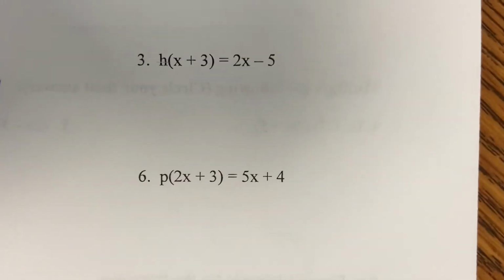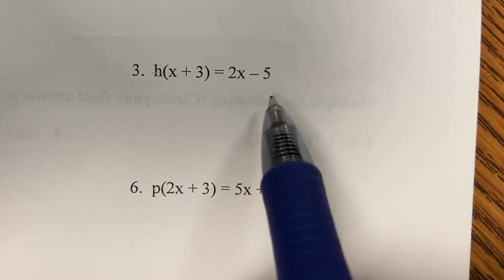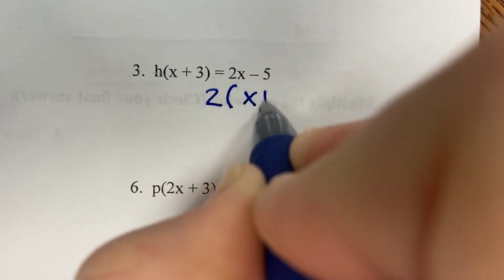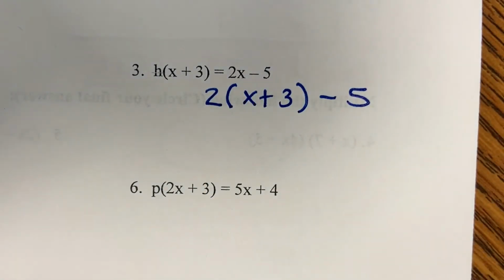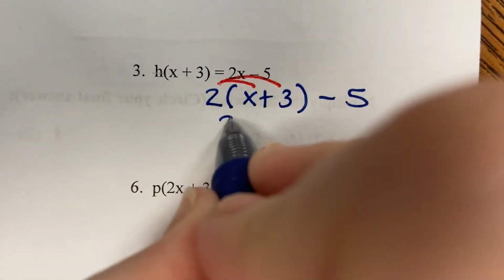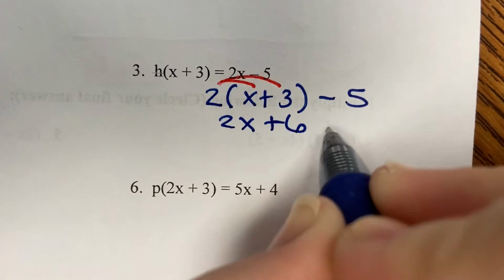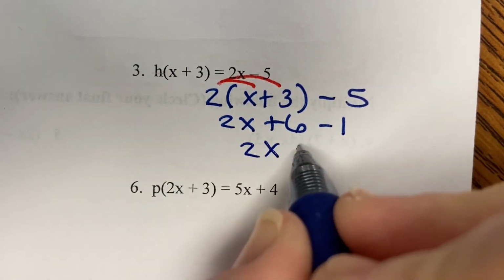All right, so for the third example, we have a binomial that we're substituting in. So I would have 2 times x plus 3 minus 5. So I would have to distribute my 2, which would give me 2x plus 6 minus 1. And then I would combine my like terms to get 2x plus 5.